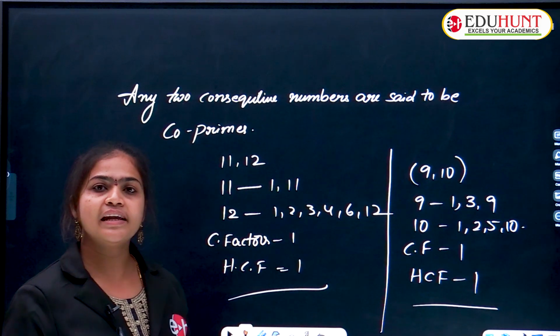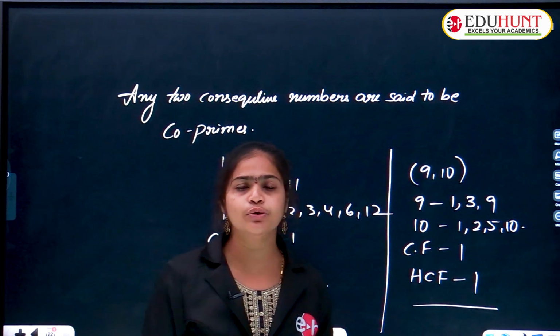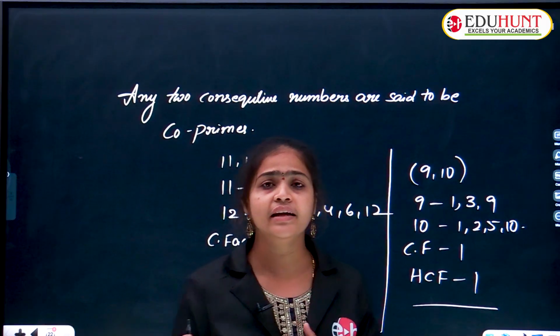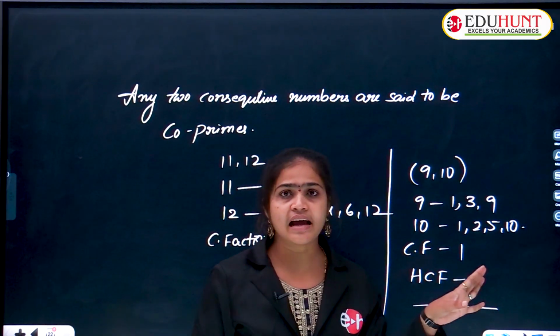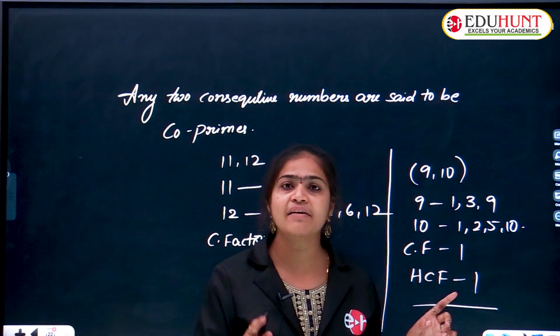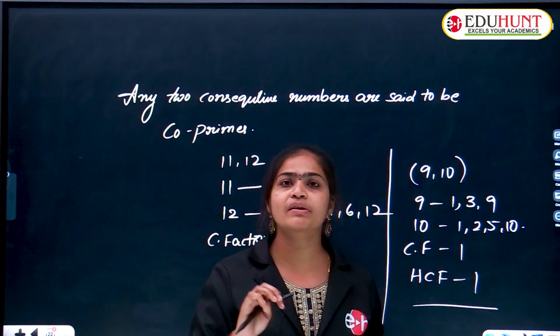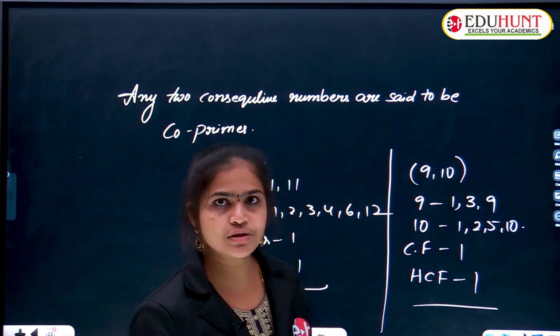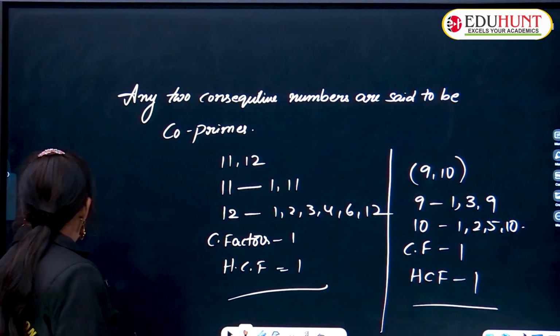Understood? That's why you can choose any two consecutive numbers. Consecutive numbers means side by side numbers, sequential. Any two consecutive numbers are having HCF as 1. That's why we will call any two consecutive numbers co-primes. Understood? Yes. And finally we are having here the concept real numbers.